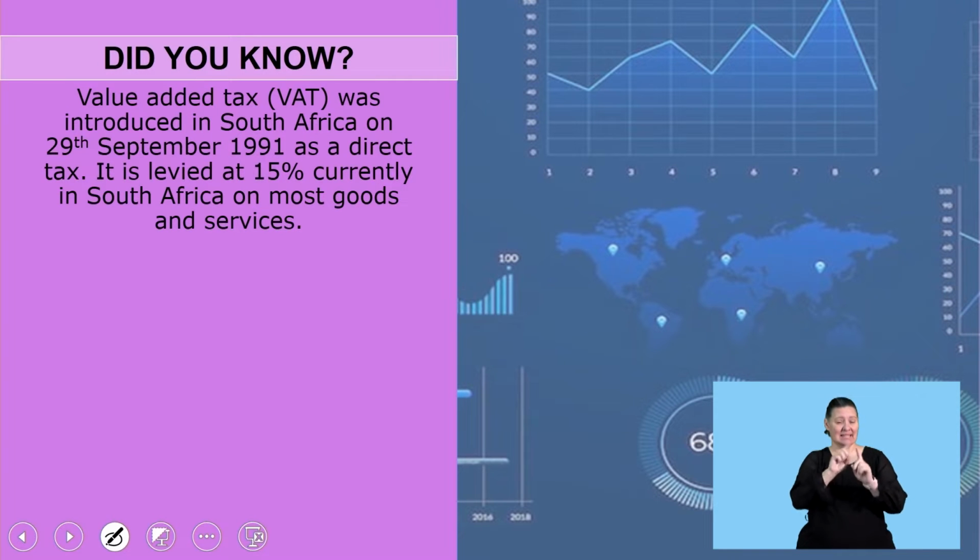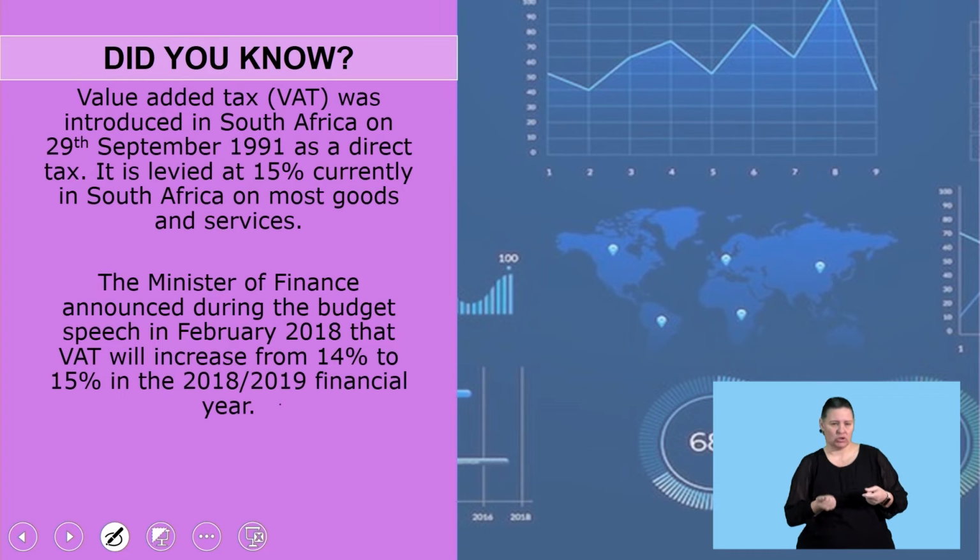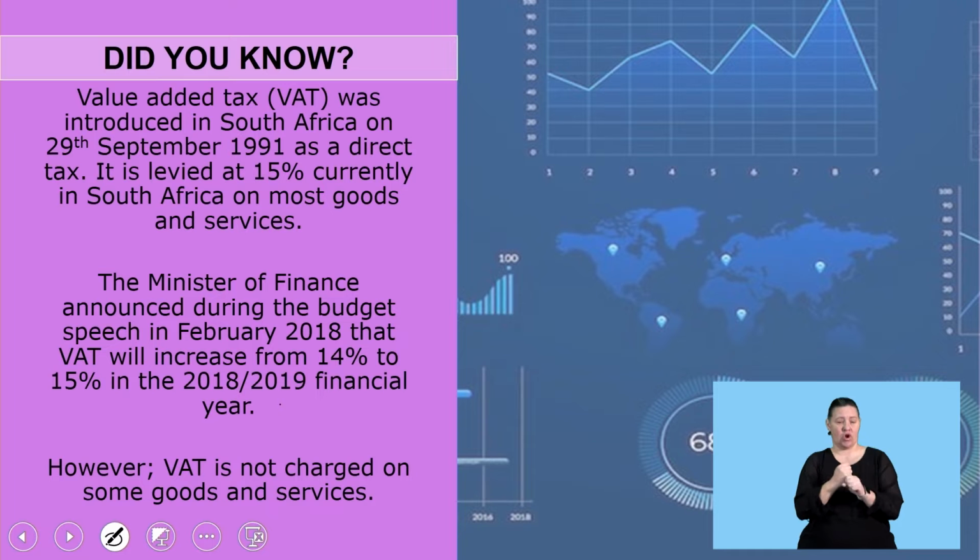My name is Tandin Tlapo and today we are looking at VAT, which is the value added tax. Did you know that the value added tax was introduced in South Africa on the 29th of September 1991 as a direct tax? It is levied at 15% currently in South Africa on most goods and services. The Minister of Finance announced during the budget speech in February 2018 that VAT will increase from 14% to 15% in the 2018-2019 financial year. However, VAT is not charged on some goods and services.